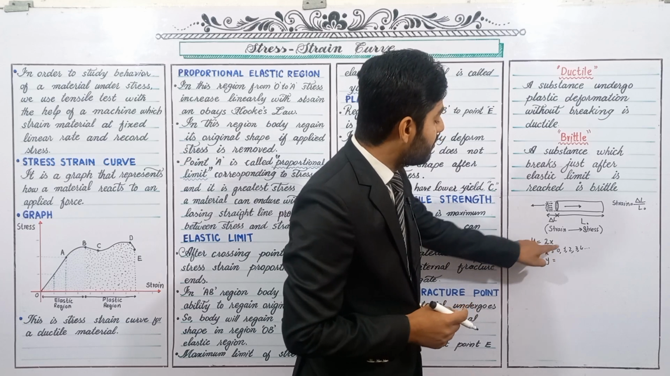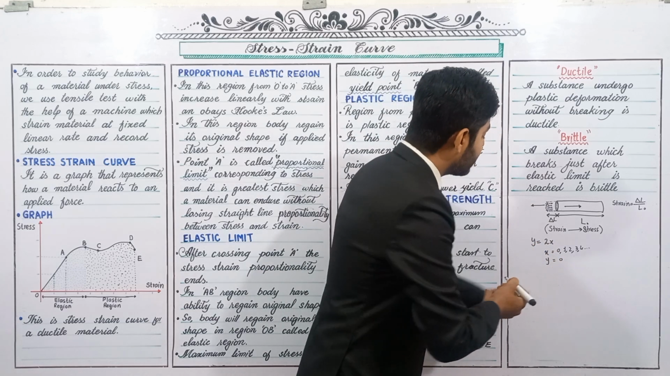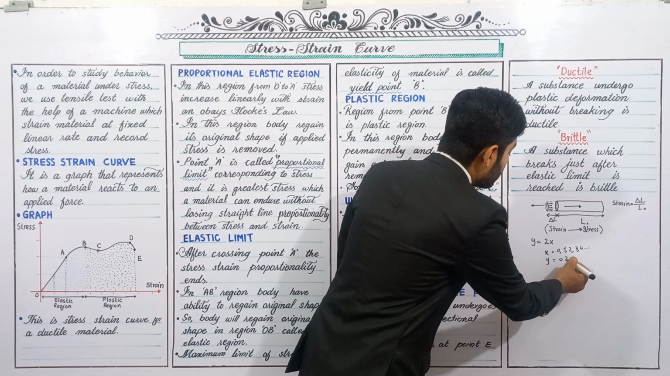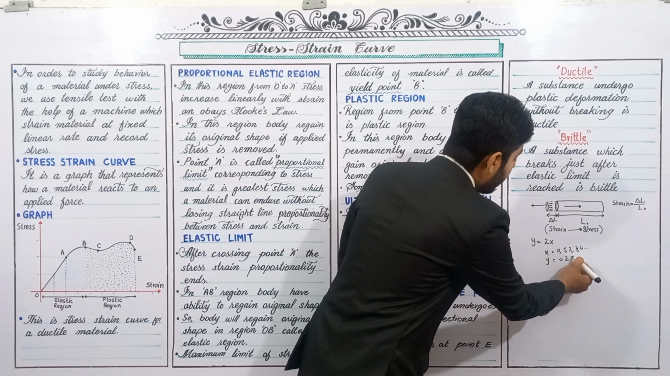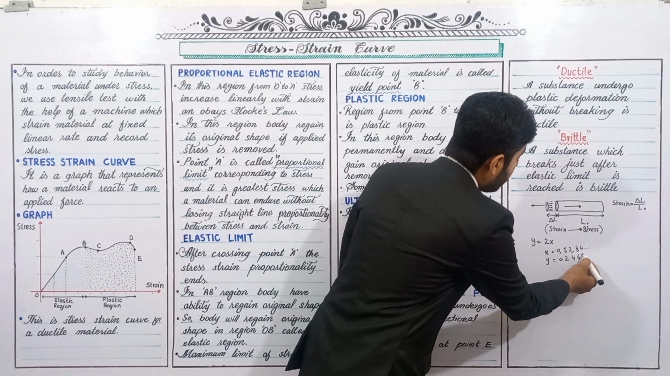If x is 0, the value of y will be 0. If x is 1, value of y will be 2. If x is 2, value of y is 4. If x is 3, value of y is 6. And if x is 4, value of y is 8.